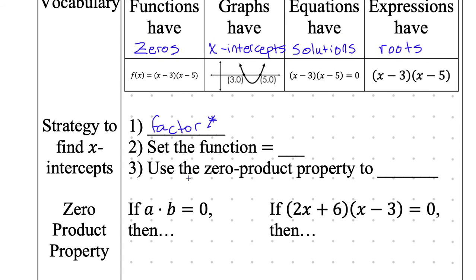Next, you're going to set the function equal to what in order to get a solution? You're going to set the function equal to what to find the x-intercepts? Quiet, raise hand. Aurelio, shout it out. Is it 0? It is indeed 0. Thank you, Aurelio. Give yourself 50 XP.